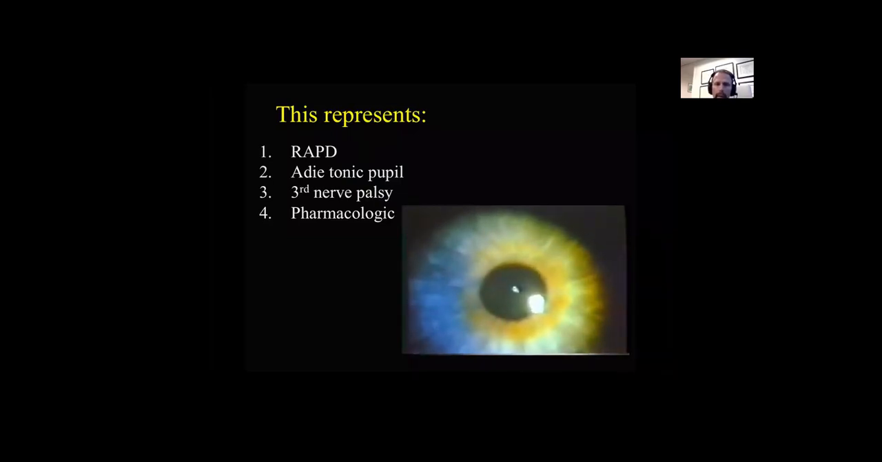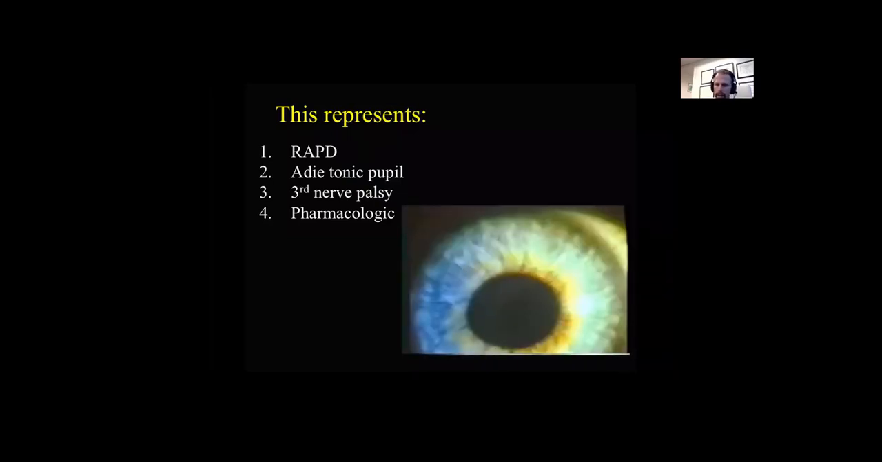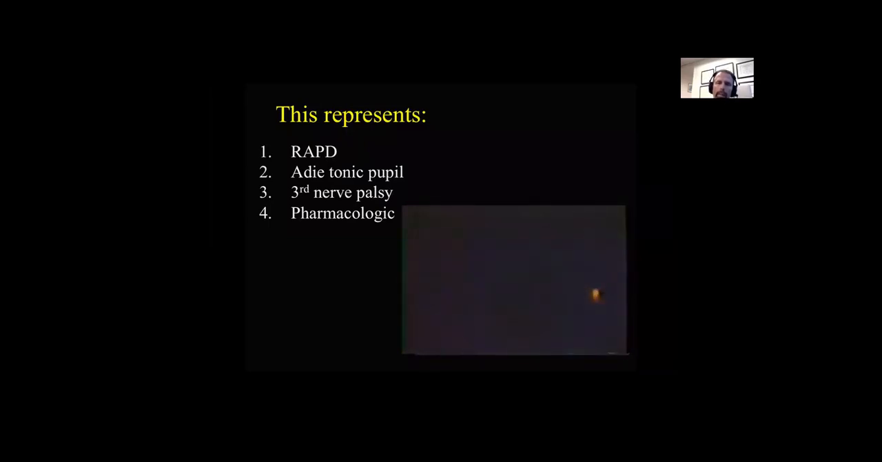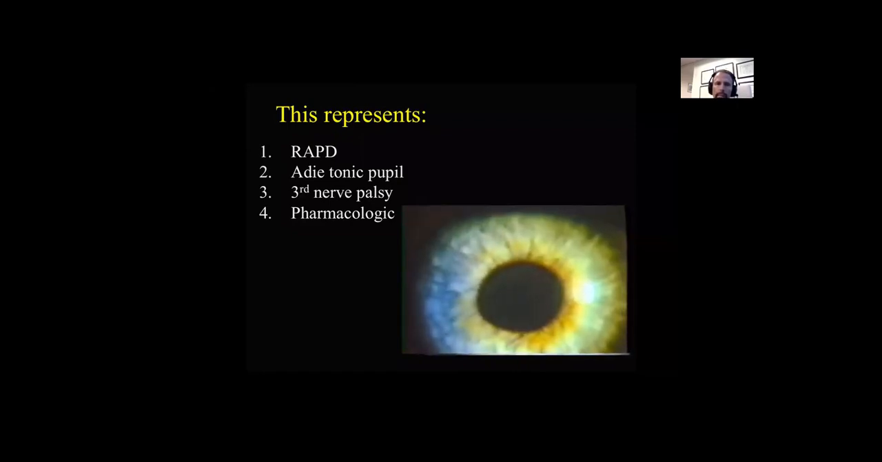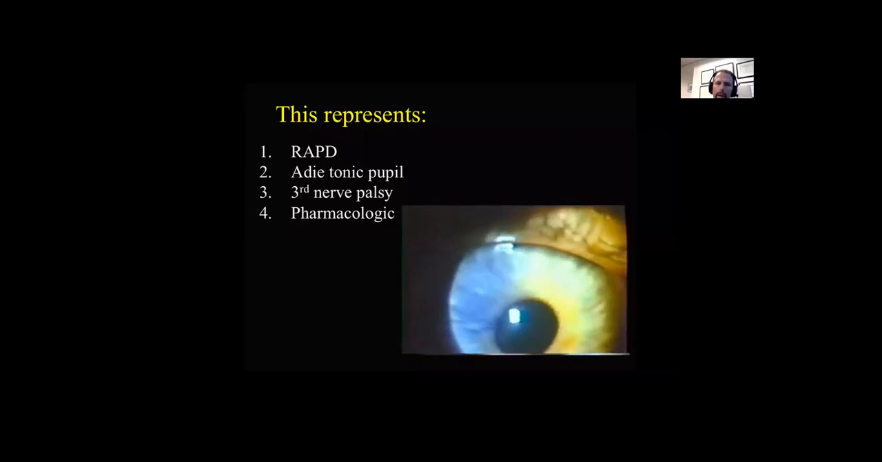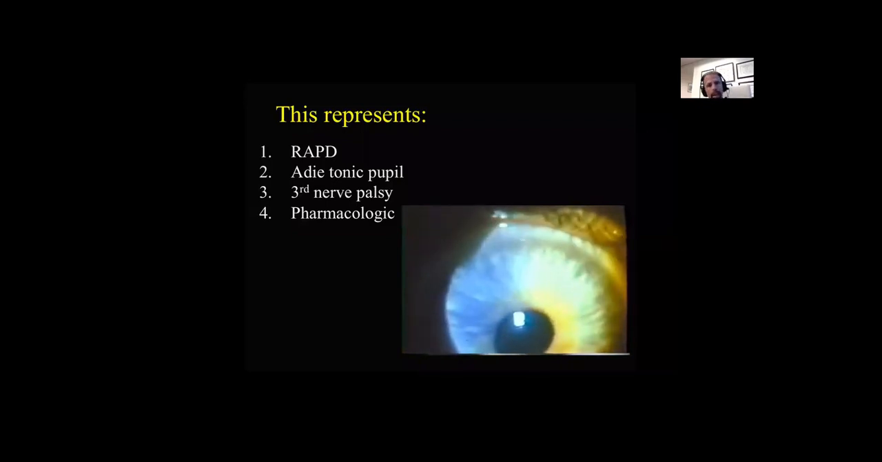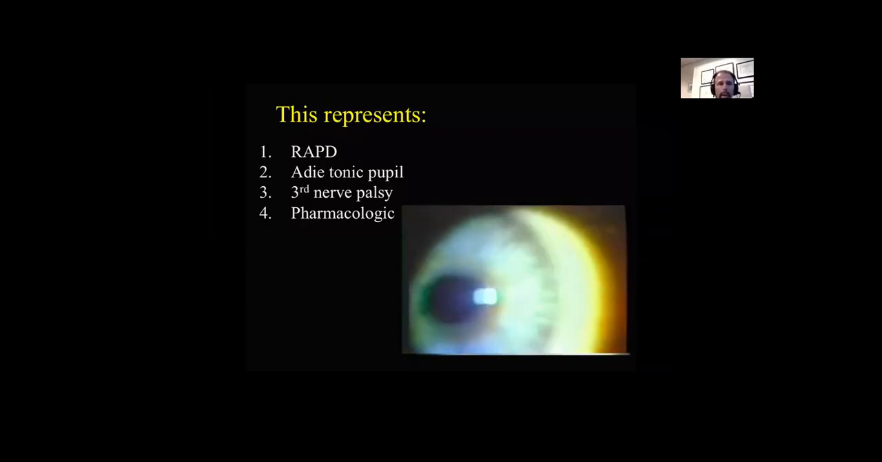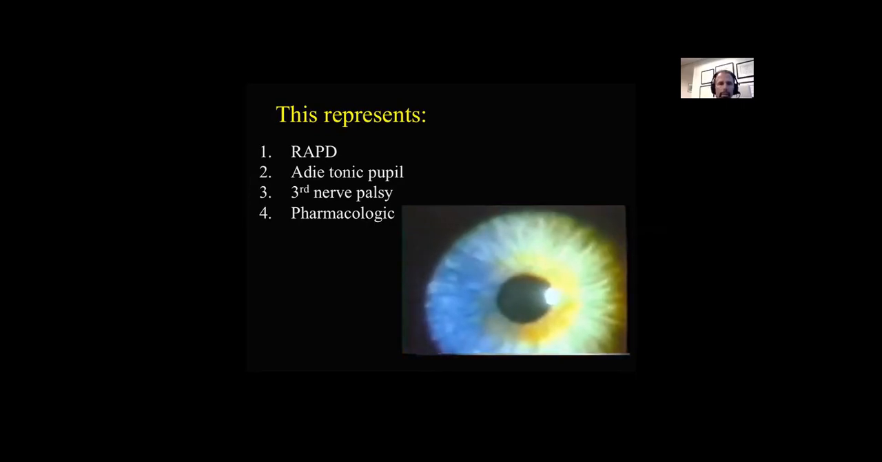Now let's look at the light response. Okay, so the lights are going to go off and then on. Watch what happens when the lights turn on. Here they go off. And you can see what happens with the light response. And the near response. So is this a relative afferent pupillary defect? Is this an Adie tonic pupil? Is this a third nerve palsy? Is this pharmacologic dilation?